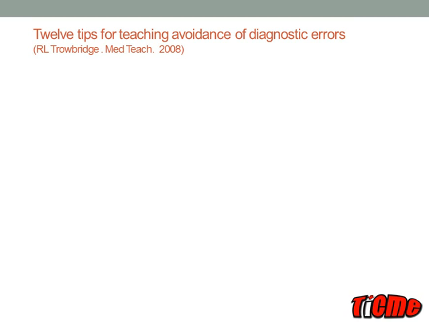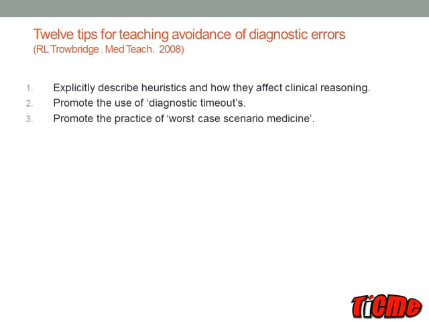Trowbridge, in the Journal of Medical Teaching 2008, wrote a list of 12 tips for teaching the avoidance of diagnostic errors, and I think this is a really good list that you can use for yourself and for your colleagues. So first of all, we explicitly describe heuristics. That's those sort of shortcut techniques for decision making, how they affect clinical reasoning. We promote the use of diagnostic timeouts, and that's taking that time to pause, and in a busy resus it might be 15 or 30 seconds. In your own work you might spend a bit longer.